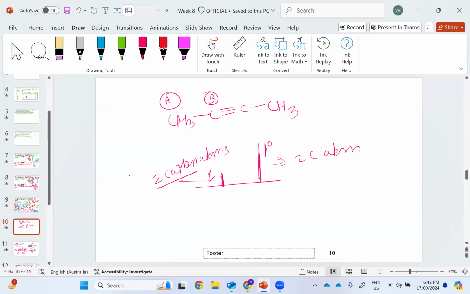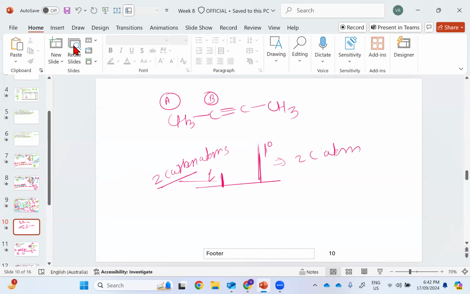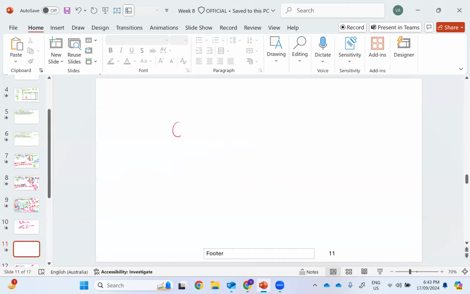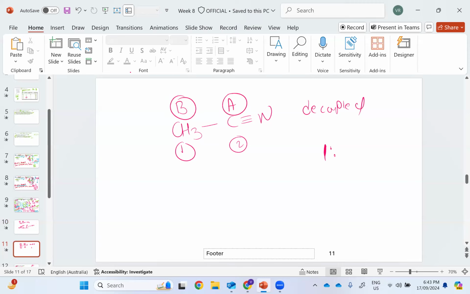And if you look at another example, acetonitrile, CH3C triple bond N, right? So in the decoupled spectra we get one signal and two signals, right? So for this carbon A and this carbon B, the intensity will be 1:3.